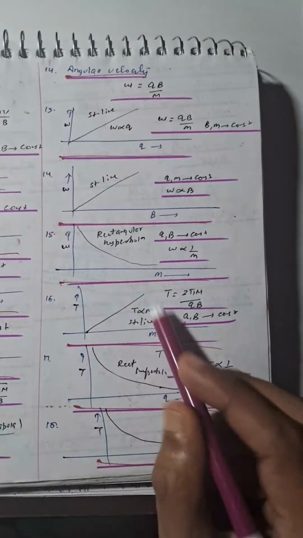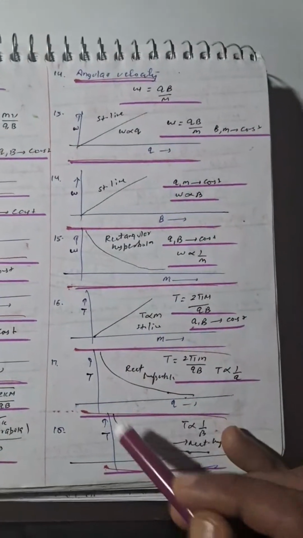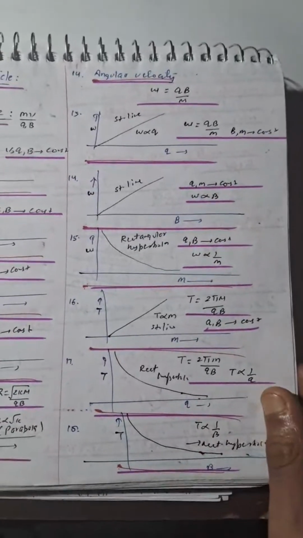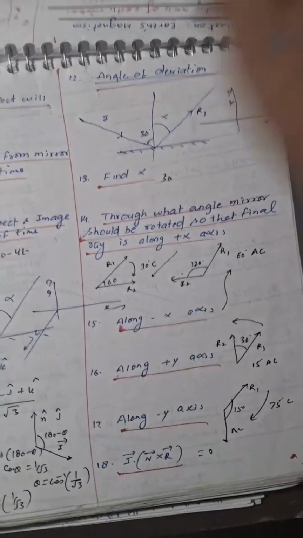Then time versus q. So these are inversely related, so the graph will be a rectangular hyperbola. And obviously T versus B, there will be an inverse relation. So the graph will again be a rectangular hyperbola. So these are the graphical conditions, and this is how we can relate to them.